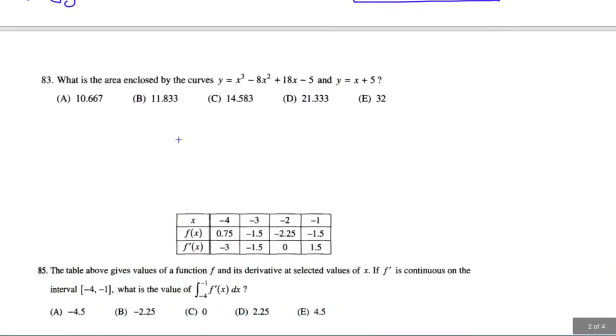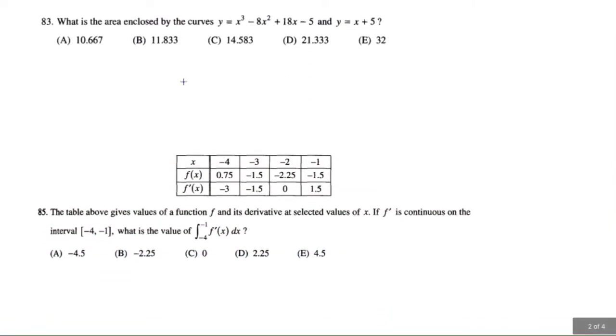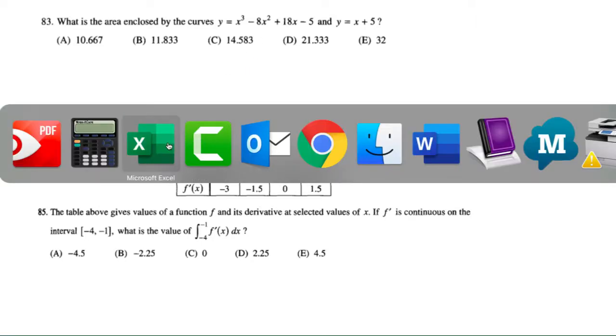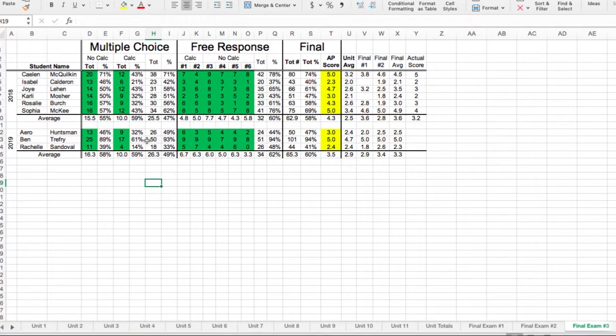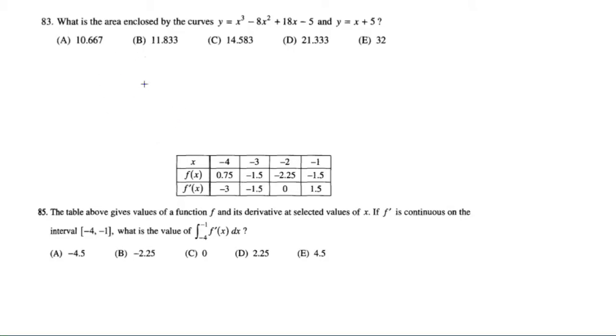All right, number 83. I should pull up the stats for this, but I guess number 83 is in that second section. So Arrow, you got 32%, Ben, you got 61%, and Rochelle, you got 14%. So this is from that section.